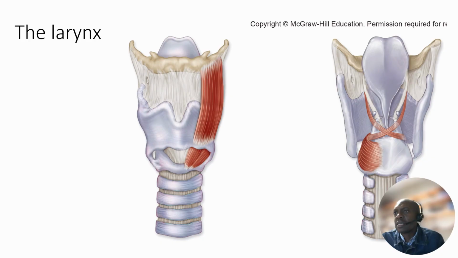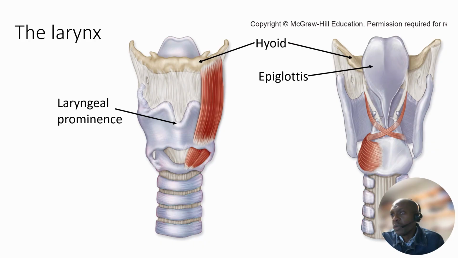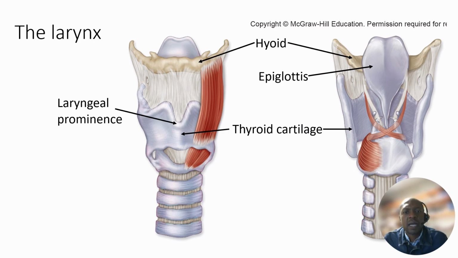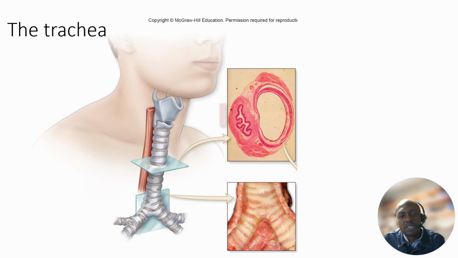So this is the larynx, and there are some things here: that's the epiglottis, the hyoid bone, the laryngeal prominence, or your Adam's apple, and you have here your thyroid cartilage right there. And again, it's the prominence of that thyroid cartilage that forms your Adam's apple. And then you have your cricoid cartilage underneath that. And here is the trachea.